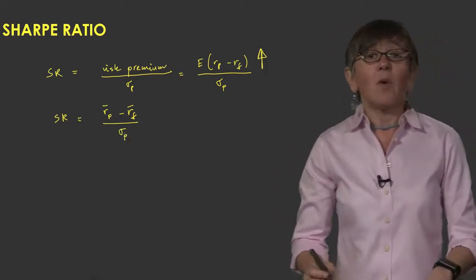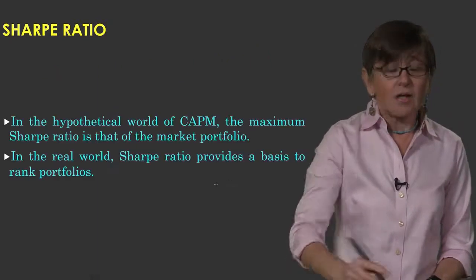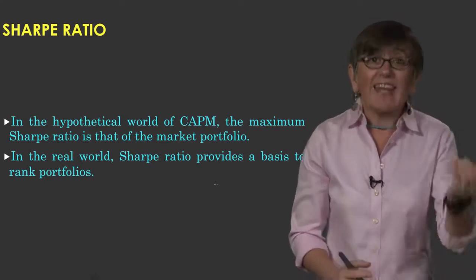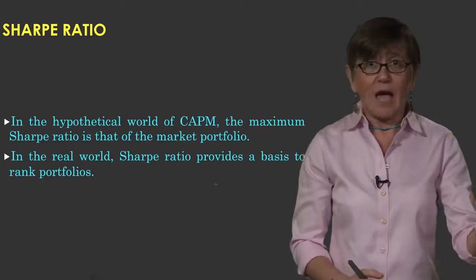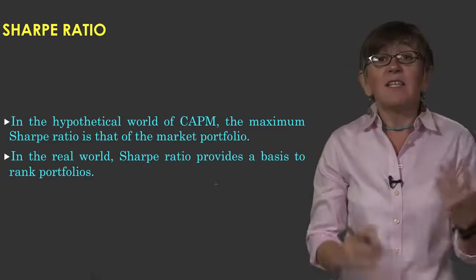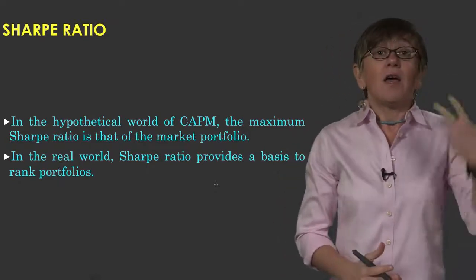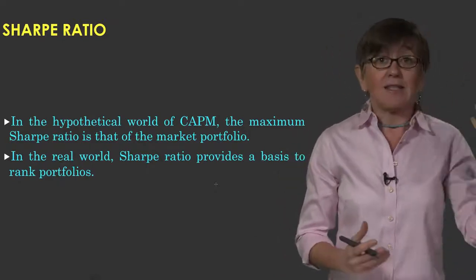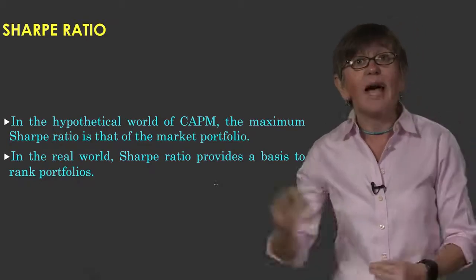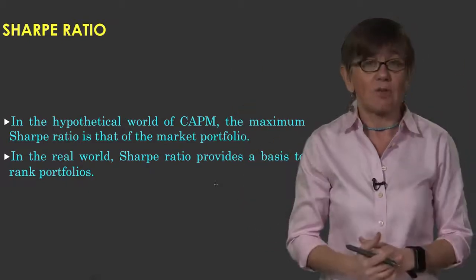Okay? Now, recall from portfolio theory and the CAPM framework that in the hypothetical world of the CAPM, right, the maximum Sharpe ratio attainable is in fact that of the market portfolio, right? In other words, investors maximizing utility will hold a combination of the market portfolio and the risk-free asset, and that gives them the highest Sharpe ratio.